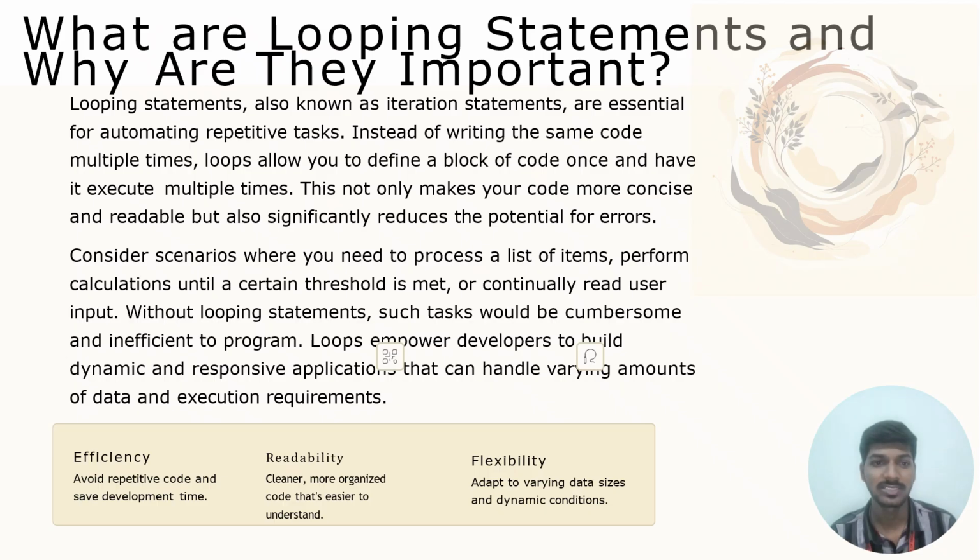What are looping statements and why are they important? Looping statements, also known as iteration statements, are essential for automating repetitive tasks. Instead of writing the same code multiple times, loops allow you to define a block of code once and have it execute multiple times. This not only makes your code more concise and readable but also significantly reduces the potential for errors.